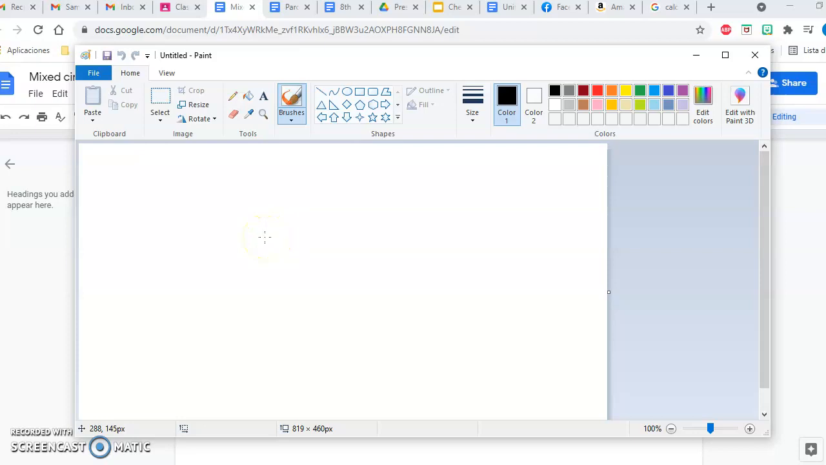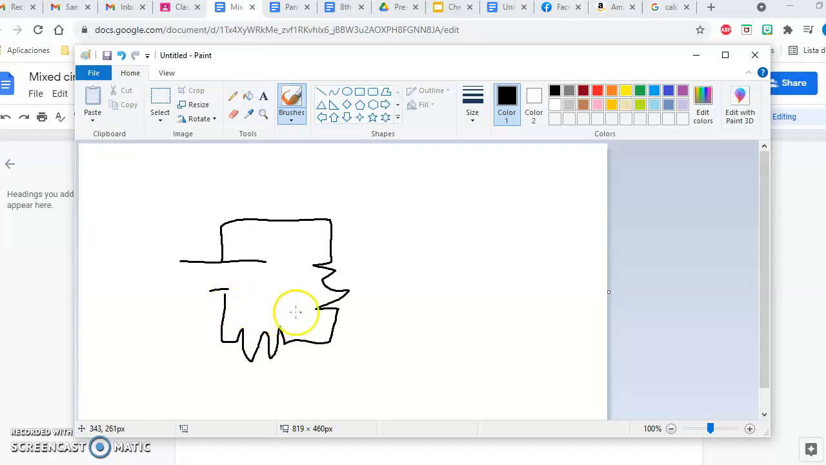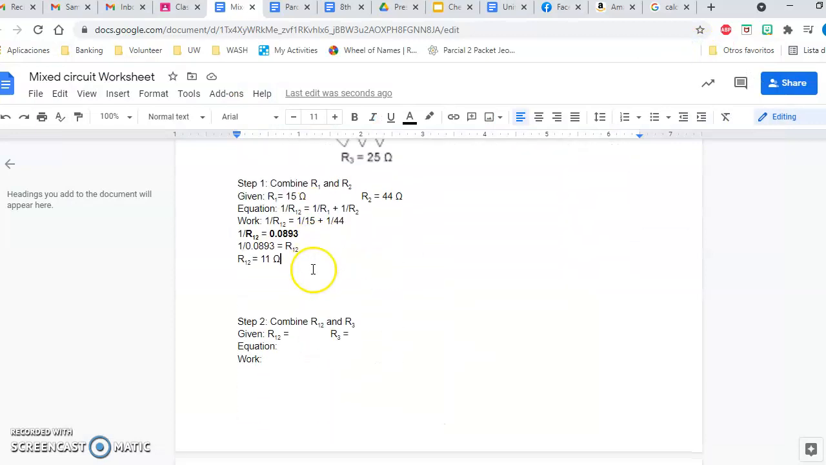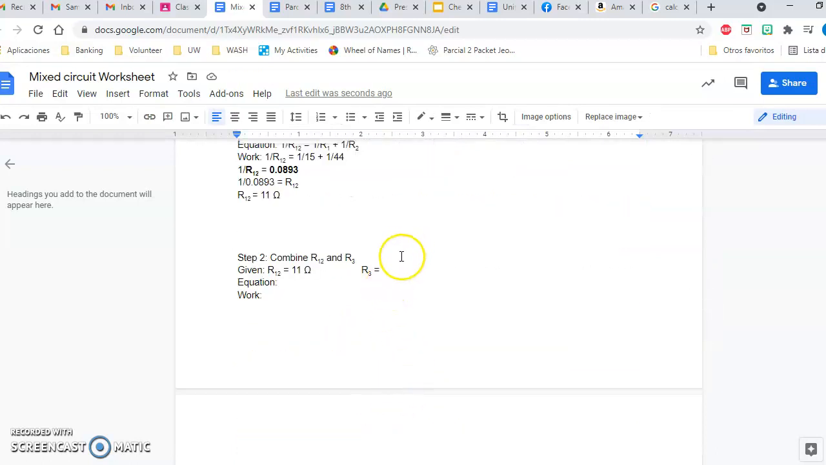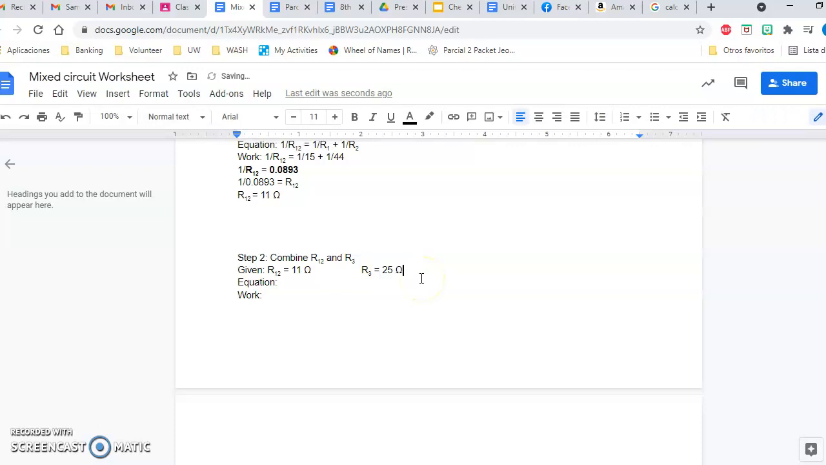We'd have our battery first. We go around, and now we just have one resistor here and another resistor here. So we can see we have R12, and now we have R3. Now we're going to combine R12 with R3 in our second step. Step 2 is to combine R12 and R3. We just found R12 to be 11 ohms, and we know R3 from our picture is 25 ohms.